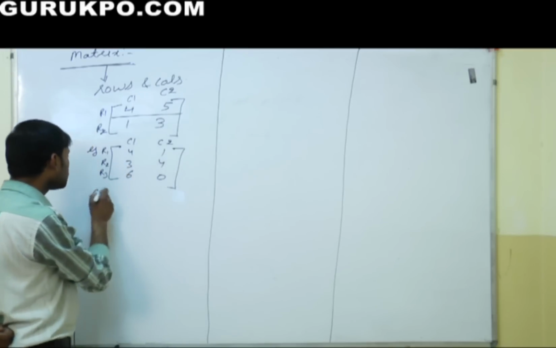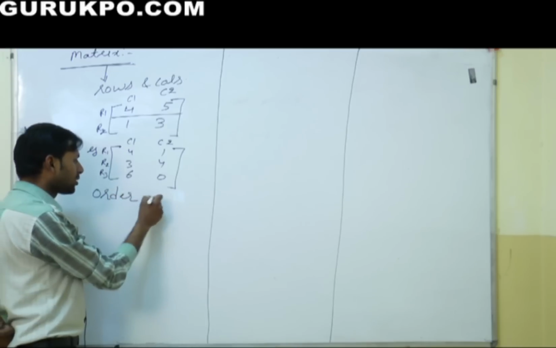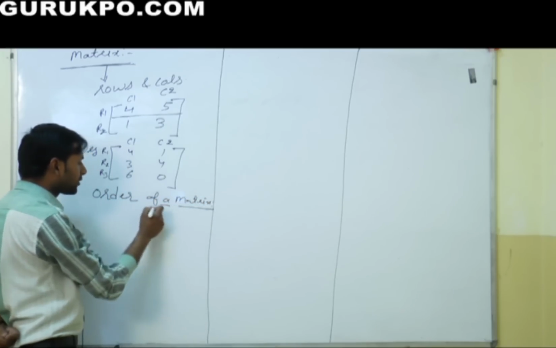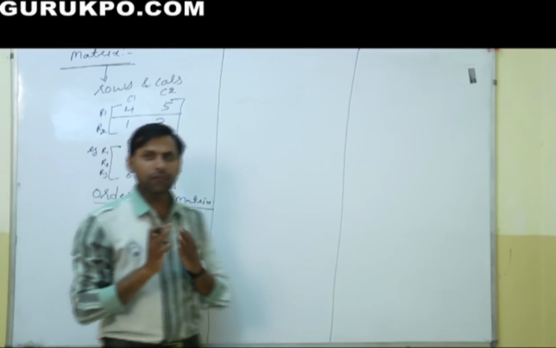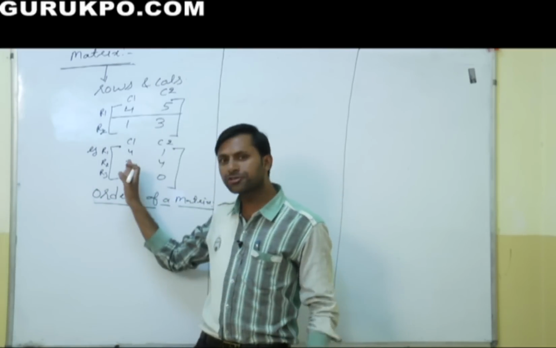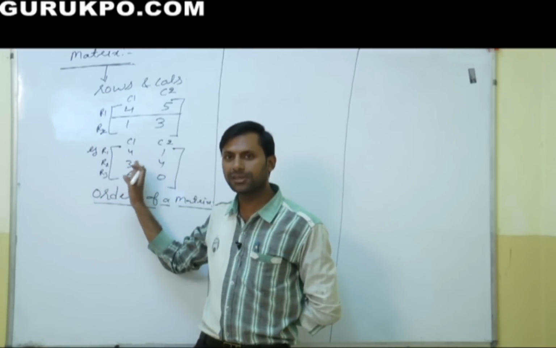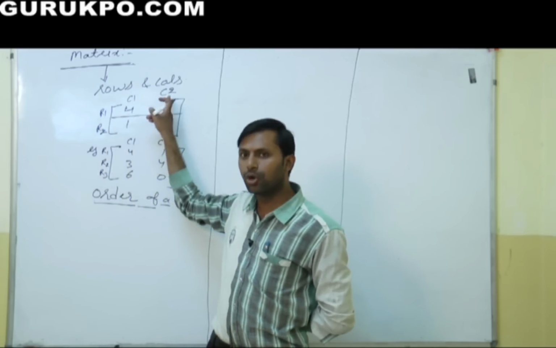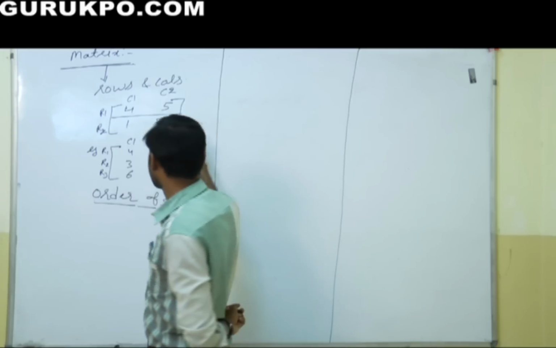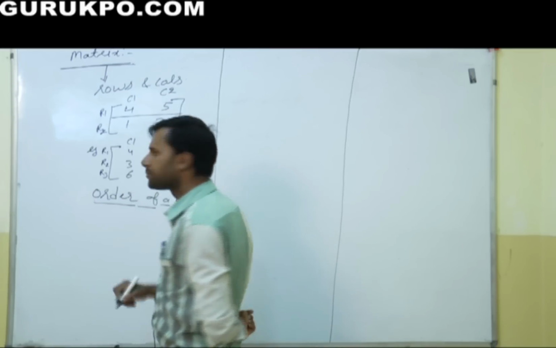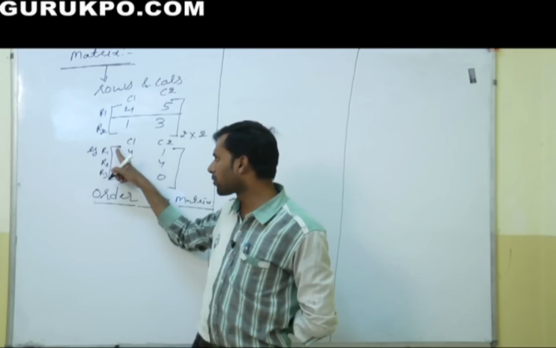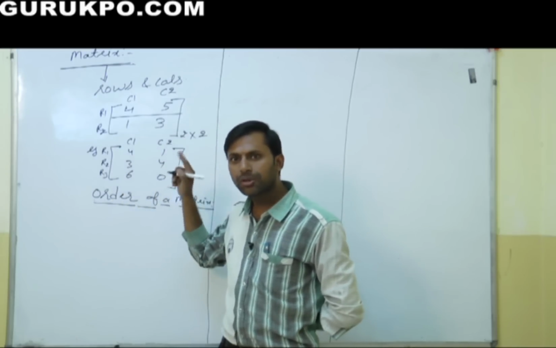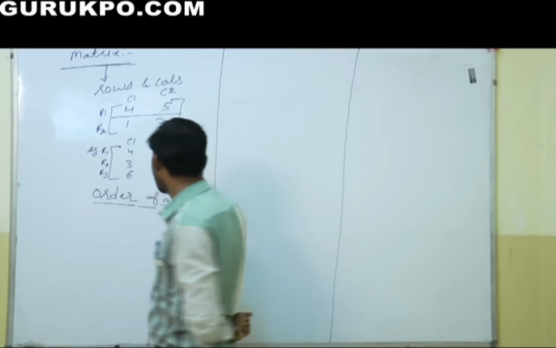Now we are discussing the order of a matrix. What is the order of a matrix? Simply, the order of a matrix means the number of rows and the number of columns in the matrix. Like in this matrix there are 2 rows and 2 columns, so the order of this matrix is 2 by 2. In this other matrix, the number of rows is 3 and the number of columns is 2, so the order of this matrix is 3 by 2.